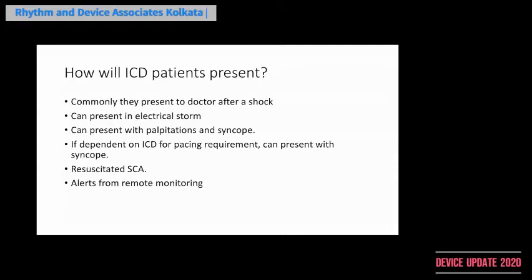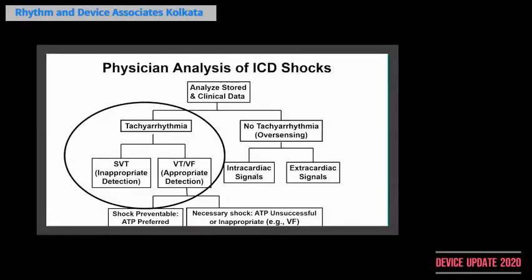In those cases, the patient can come where the emergency service team may have shocked the patient outside and brought the patient to you, or the patient can come with a sudden cardiac arrest resuscitated in the ER. And obviously nowadays remote monitoring is there, so we can assess the patients when you have an alert on remote monitoring. So these are the ways when an ICD patient can land up to a doctor, and accordingly we have to act. Now, what is the analysis of ICD shocks?